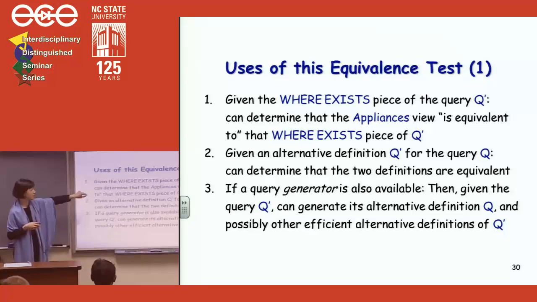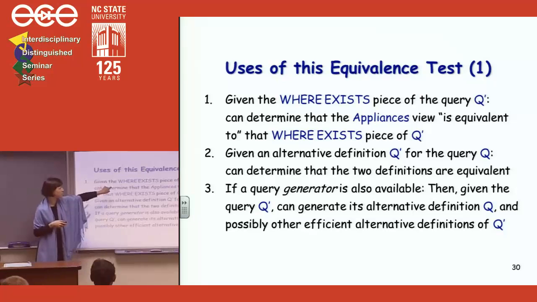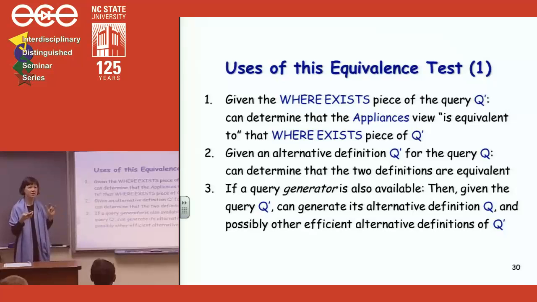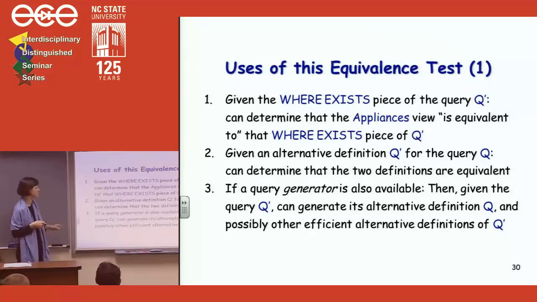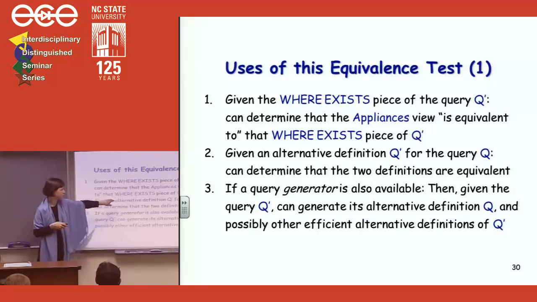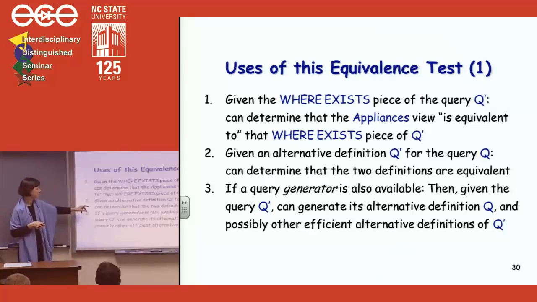So when we're looking at the query Q prime, we have its where exists part. So that's the extra part that we could throw away, right, when we reformulate this query into Q. So we could say that the appliances view is equivalent to that piece. So that's one thing that this test gives us. The second thing this test gives us is that given an alternative definition Q prime that we've seen, we can determine that the two definitions are equivalent. Once we have determined this, then we are free to choose the structurally simpler definition because we know it will be more efficient to execute.